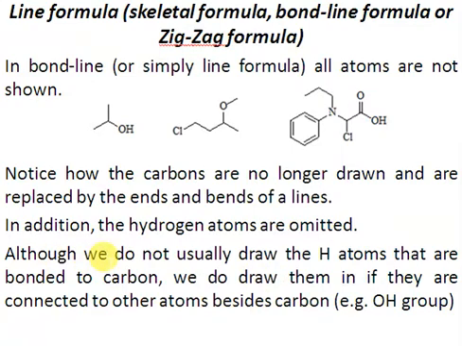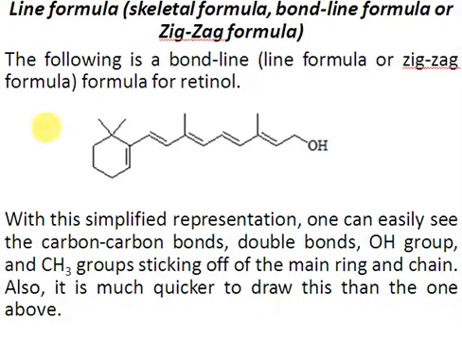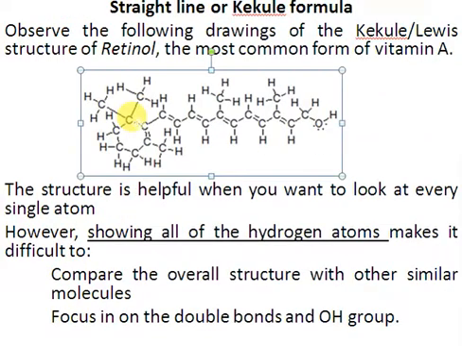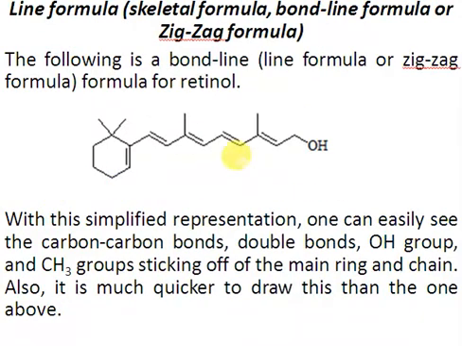So although we don't draw the hydrogen atoms, we do draw the hydrogen atoms if they are connected with some heteroatom, right? Otherwise, if your hydrogen is not attached to a heteroatom, then there is no need to show that. So here is a bond line formula, right? So this is the formula of retinol. Just compare this formula and this formula. Both of these formulas are representing the same compound, but see the ease with which you can see where the groups are. You can easily see the double bonds, the position of double bonds. So these are the terminal groups.